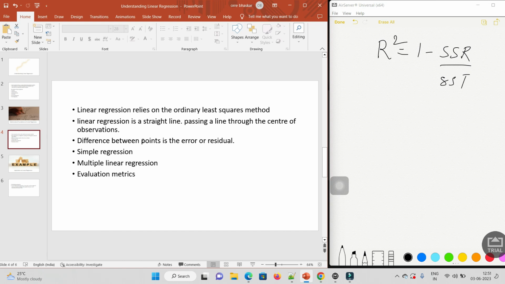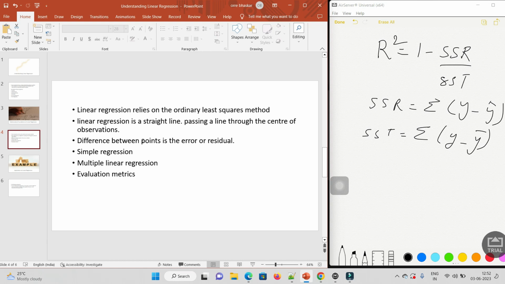So let's take an example. SSR is the sum of squared error between actual and predicted. SST is the sum of squared error between the actual and the mean. Okay, I hope it's clear now.